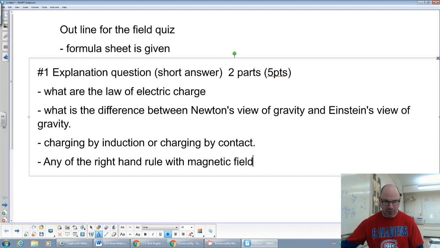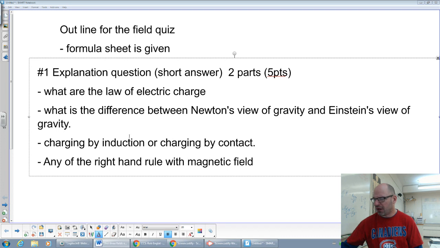I don't believe there's anything else, but I'm just going to double check. That would probably be it for descriptions. There's nothing about orbital period or anything, since we do calculations on that. So out of those four or five areas, there are just three right-hand rules, charging by induction and contact, and then Newton and Einstein.